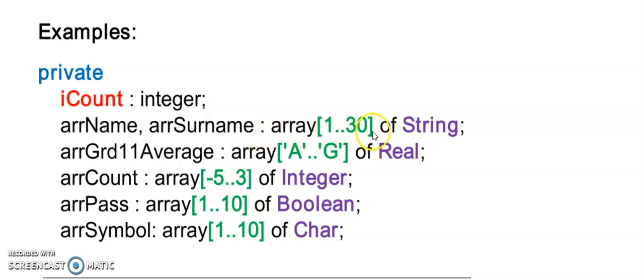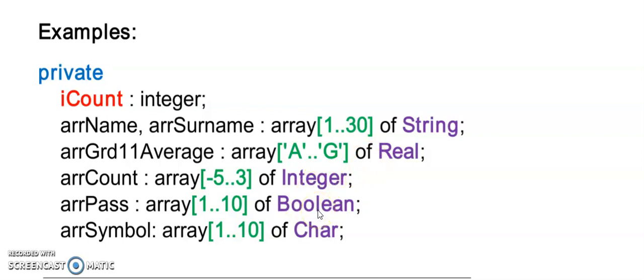Now, after the indexes comes of, and then we give our arrays a data type. The data type here at the end can be any data type that we usually use. And this data type refers to what is the data type of the values stored in these arrays. So these here, the indexes, are the position numbers, and here is the data type of what the values are stored in these arrays. So for name and surname, we've used string, averages is going to be real, and a counter is going to be an integer.